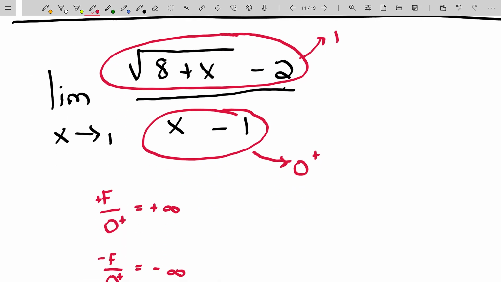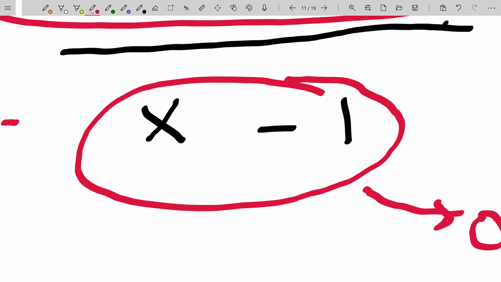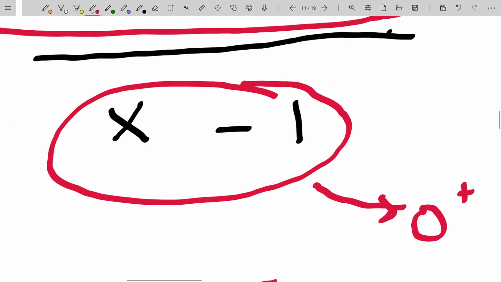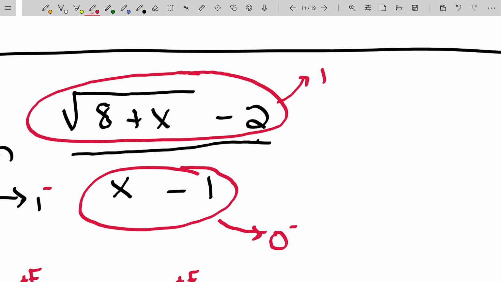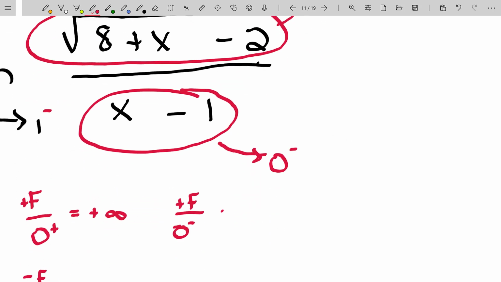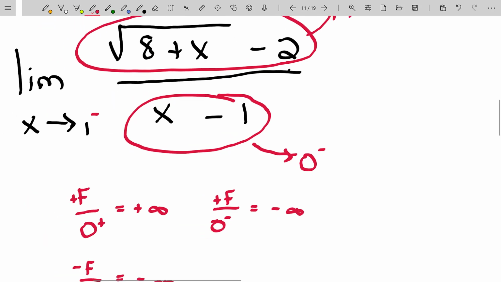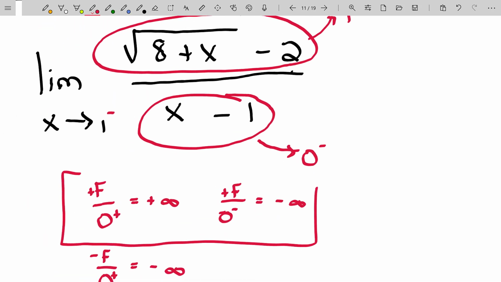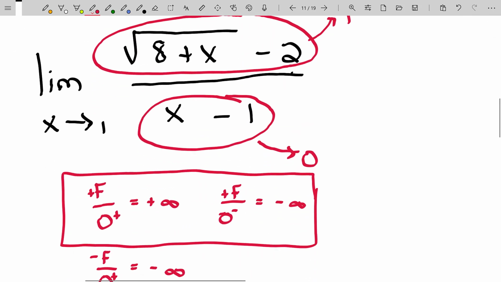However, we also have the possibility that x was approaching 1 from below. And if x is approaching 1 from below, that is 0.99 minus 1, essentially, which is the negative side of 0, which means that we have a finite number over 0 from the negative side. And that means that we have negative infinity. So the value of this limit depends on which side of 1 x is approaching. And since nobody told us which side of 1 x was approaching, this limit is not going to exist.